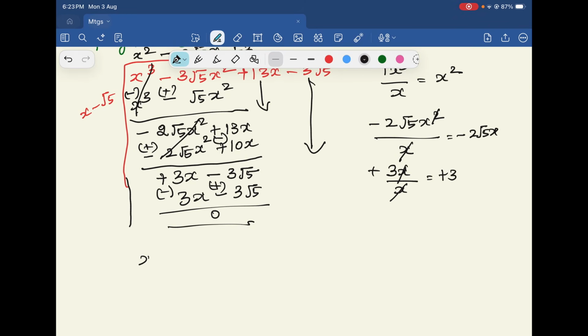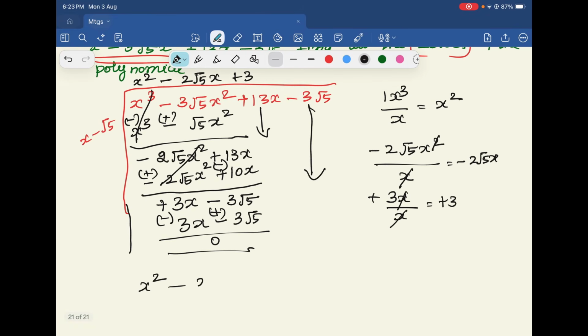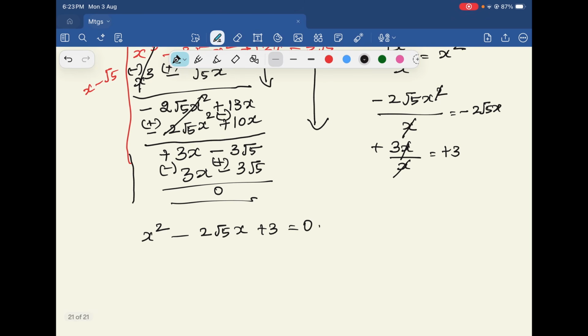What is the quotient? x square minus 2 root 5 x plus 3 equal to 0. To find the zeros of the polynomial, you have to equate the quotient to 0, because x minus root 5 is a factor. Here it is a cubic polynomial, so a cubic polynomial means we are having 3 roots. Therefore one root is x minus root 5, then you have to find the other 2 roots.